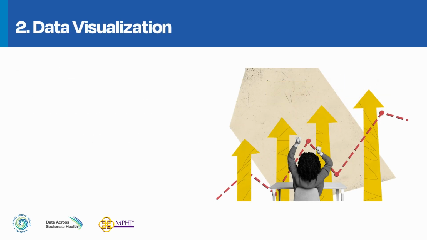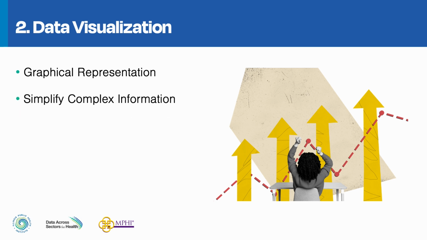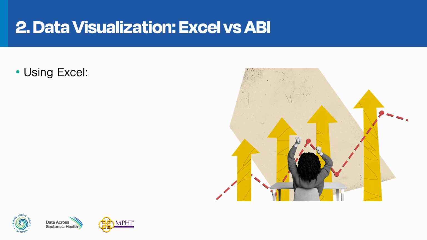Data visualization is the process of transforming data into graphical representations, like charts, graphs, and maps, to make complex information more accessible and easier to understand. In tools like Excel, we can create basic visualizations such as bar charts, line graphs, and scatter plots to identify trends or compare data. For example, you might use a line graph to track disease rates over time, or a pie chart to show demographic breakdowns.